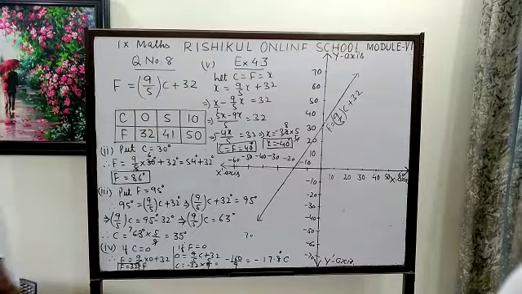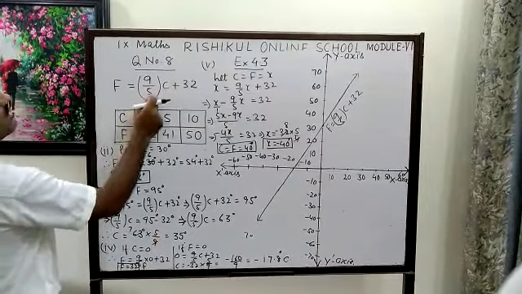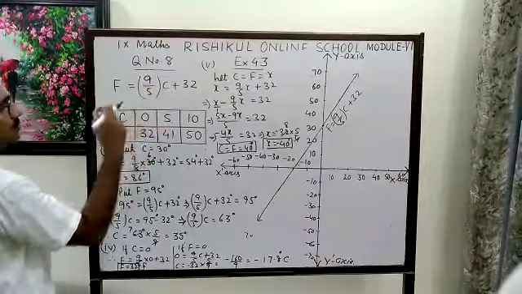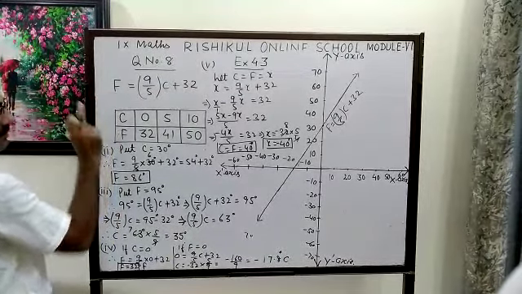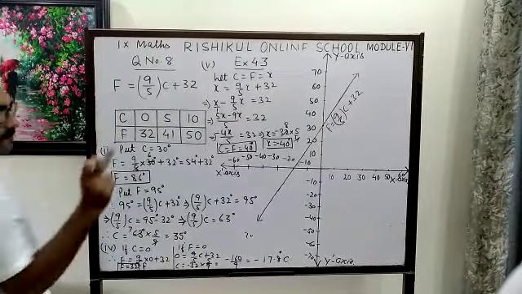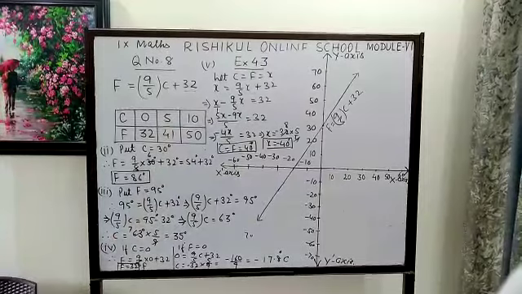And if you put a multiple of 5, then it will cancel out. So put in place of C multiples of 5: 5, 10, 15, so that you get the value of F as a whole number. When you put 5, 5 is cancelled by 5, then 9 into 1, 9 plus 32, 49. And if you put 10, then 10 divided by 5 is 2, 9 twos are 18, 18 plus 32, 50.